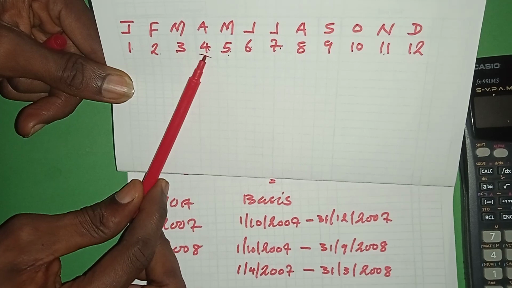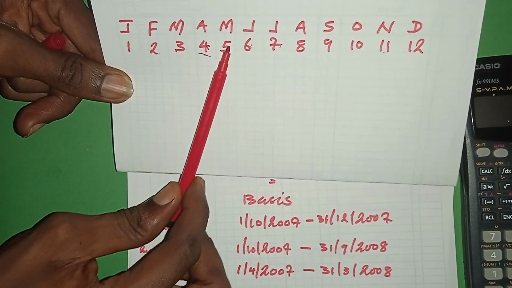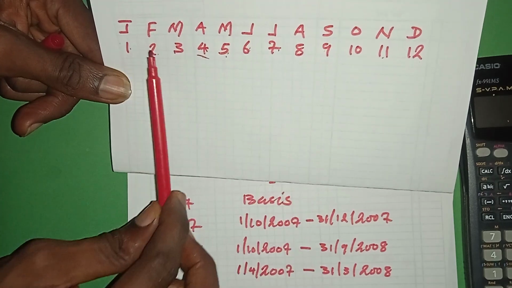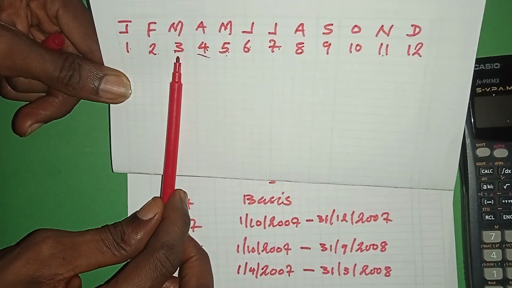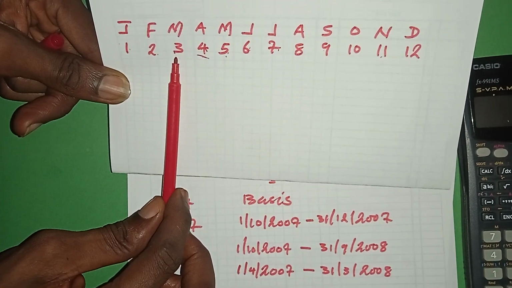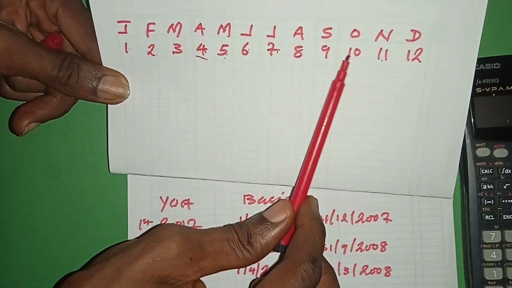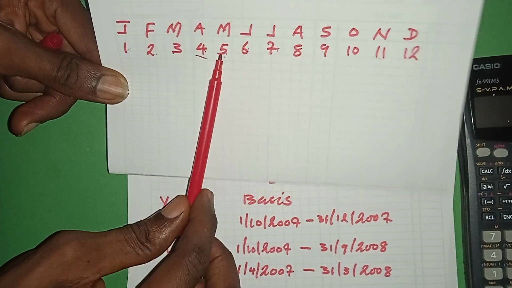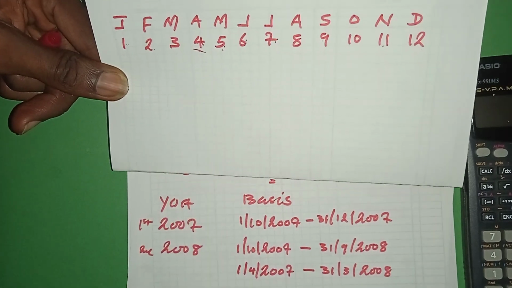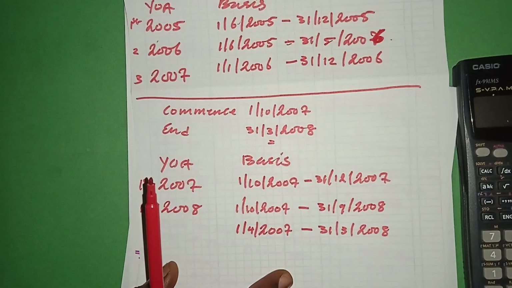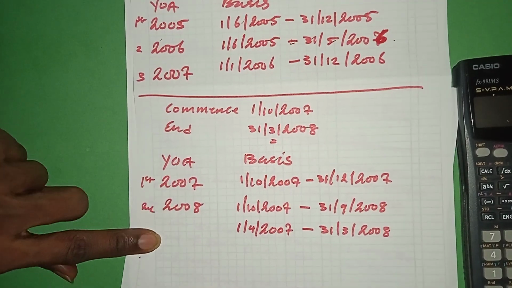We've not utilized it. We start here 1, 2, 3, 4, 5, 6, 7, 8, 9, 10, 11, 12. This is our end. Then if you want to get your beginning, you start from here 1, 2, 3, 4, 5, 6, 7, 8, 9, 10, 11, 12. Hope that is clear. Hope it's not confusing. Good. Now we have gotten this.